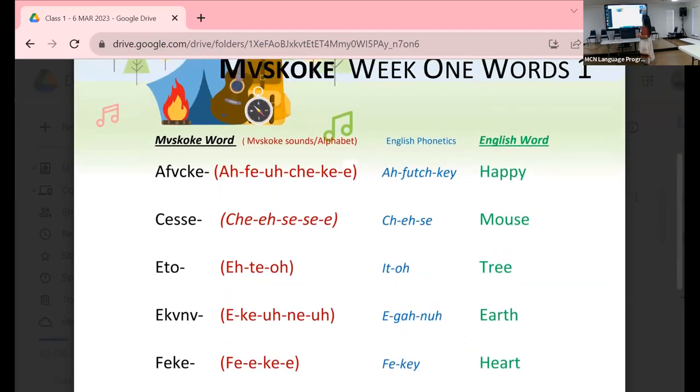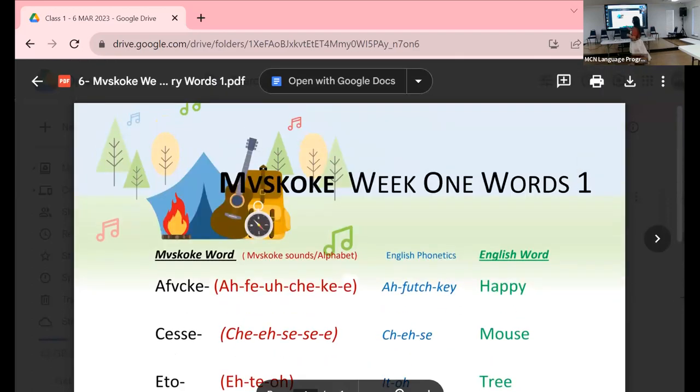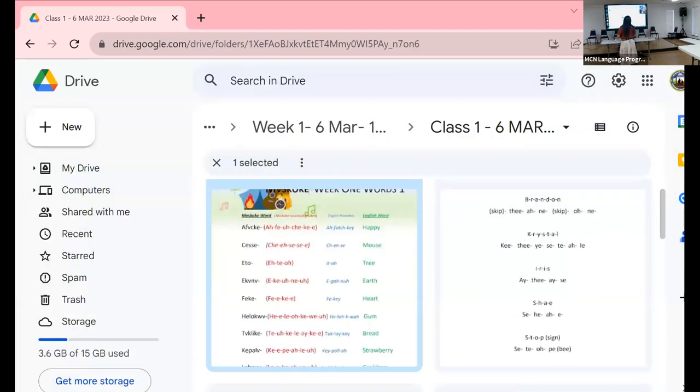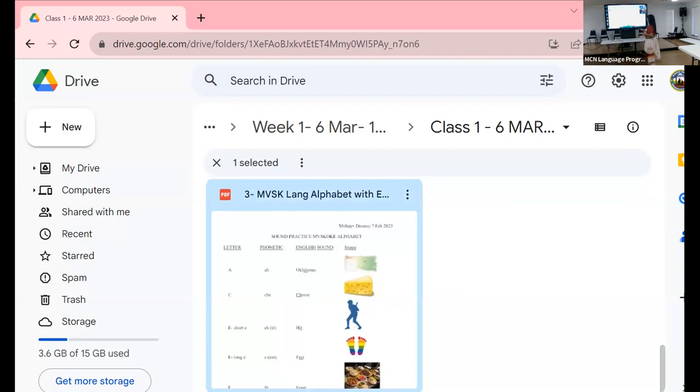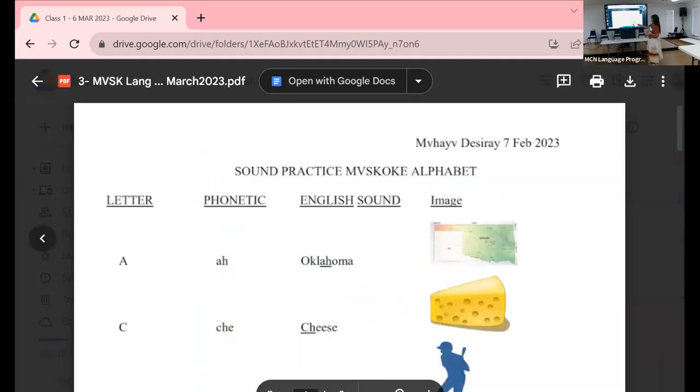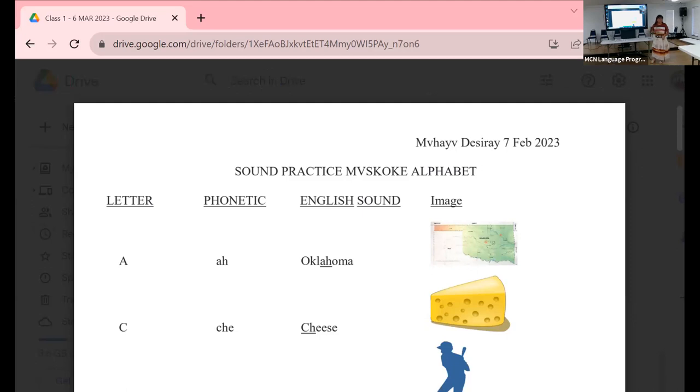So these are some of the words. All right. Sound practice, Muskogee alphabet. If you talk about sounds and tones, you hear Mvhayv Barnett says our language of sounds and tones. But like I said, I put alphabet on here for those of you who, like me, had to look at alphabet instead of hearing sounds and tones. When we get further along, we can just think about sounds and tones as the alphabet.